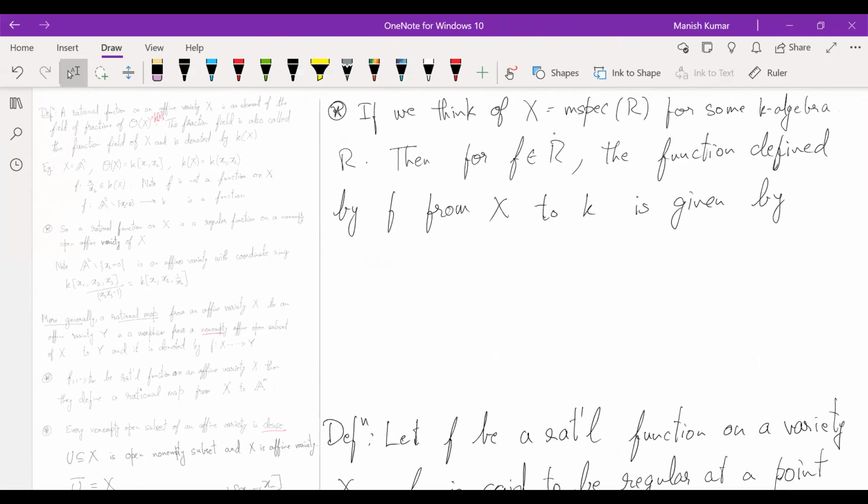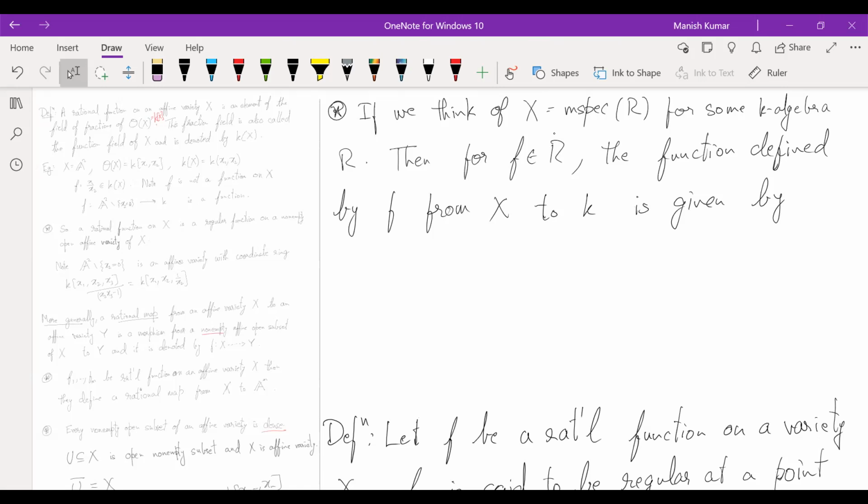So we also want to think in terms of maximal ideals. So X, you can also think of it as m-spec of some R, where R is some K-algebra, and when K is algebraically closed, then we know that maximal ideals are in bijection with points of X in some sense. If you embed X in some affine space, you can do this more explicitly.